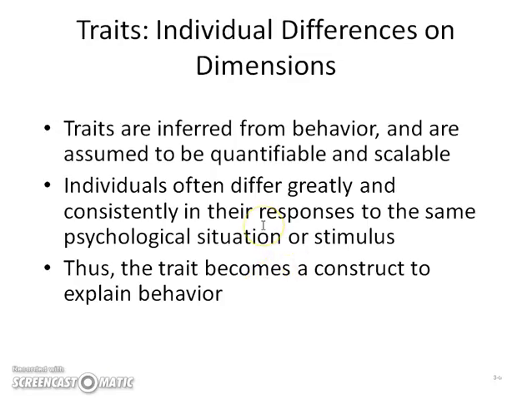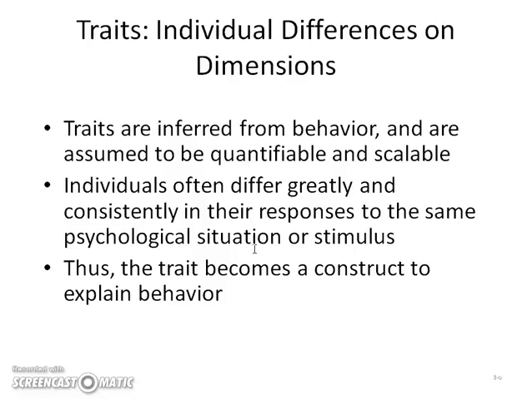The way we know someone has a particular trait is that we infer it from their behavior, and we do assume traits are quantifiable, and scalable or measurable on a continuum. Individuals often differ greatly and consistently in their responses to the same situation or stimulus, and that's a way of exemplifying that people are different. We don't have the same personalities. We can all be in the same situation but have a different interpretation of it and a different behavioral response to it. So traits become, using the trait model of understanding personality, a way to explain behavior.